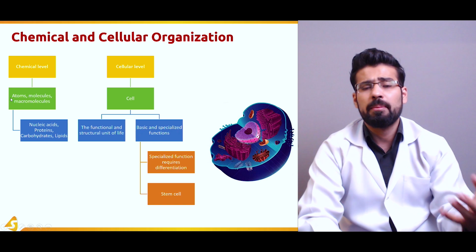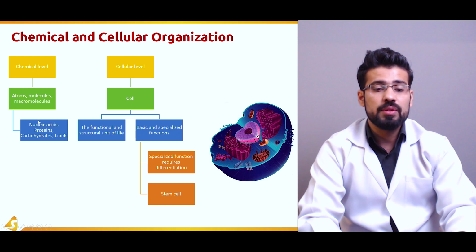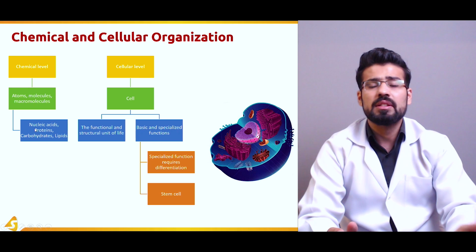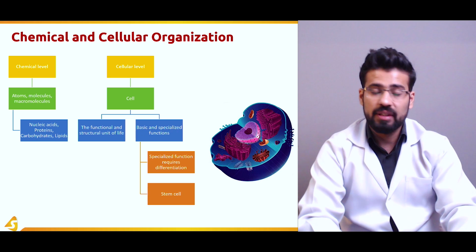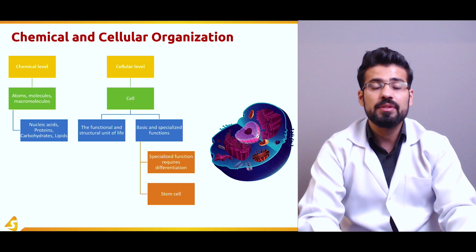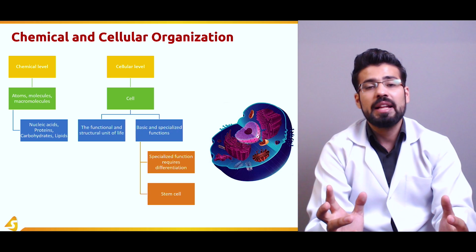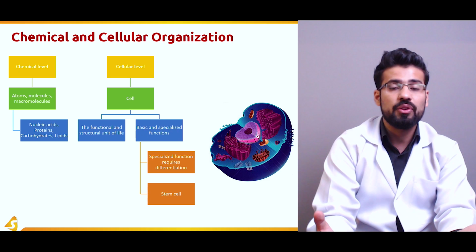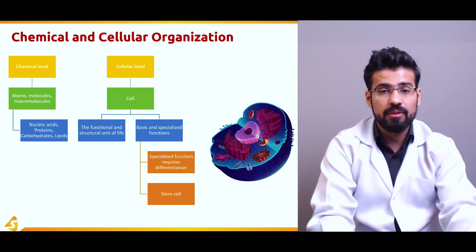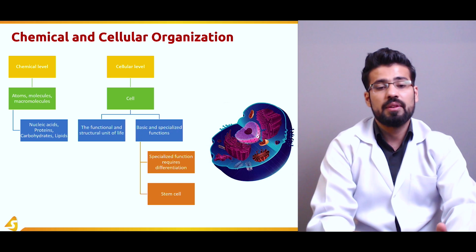Now talking about the chemical and the cellular organizations. At the chemical level, of course, we have atoms, molecules, and macromolecules. There are several other molecules, including nucleic acids, proteins, carbs, and lipids. And these atoms, molecules and compounds at the chemical level interact with each other by the process of chemical reactions, either exothermic, endothermic, or enzymatic reactions, to carry out the normal physiological functions of the body.